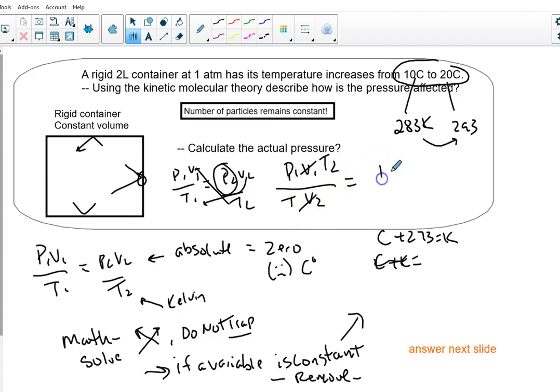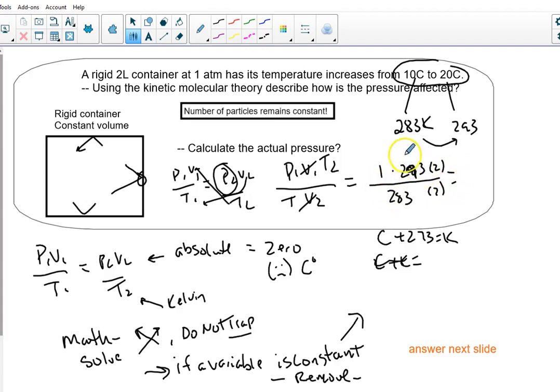P1 is 1. Temperature 1 is 283. And temperature 2 is located right here. So P1, V1, T2. Okay, that's 293, sorry. And then T1's in the bottom, 283. You could put the pressure and the volume if you want. 2 and 2 doesn't do anything for you.